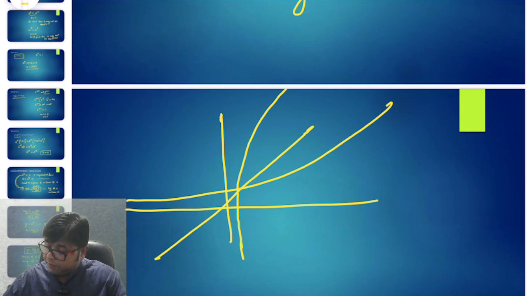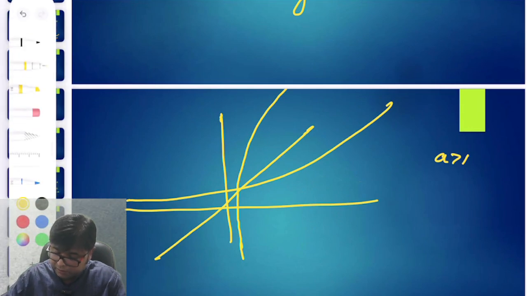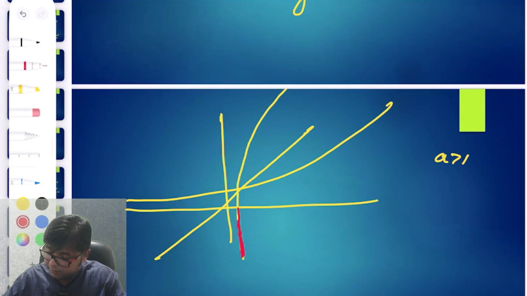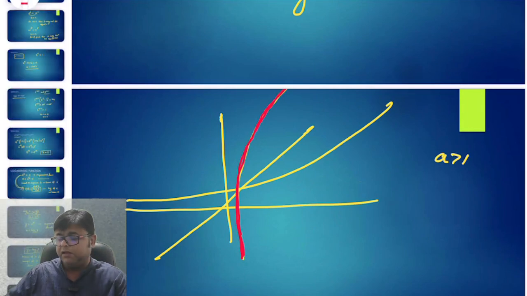So you can see for a greater than 1, this is the graph. I am just using a different color for it. If I draw it in red, the red graph gives me the graph of the logarithmic function. As you can see, the logarithmic graph is the reflection of the exponential graph in the line y equal to x. So it's the inverse of it, right?